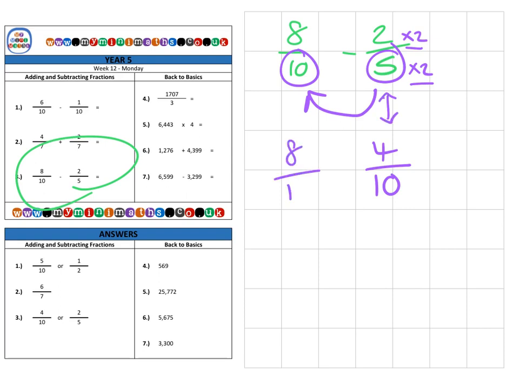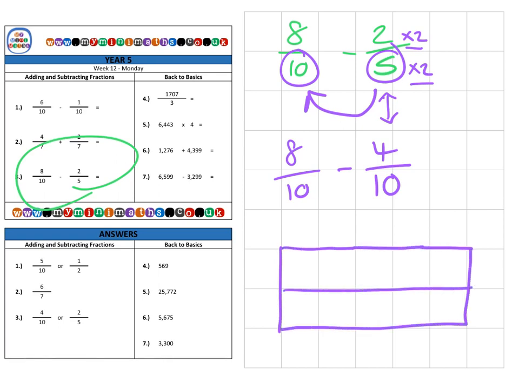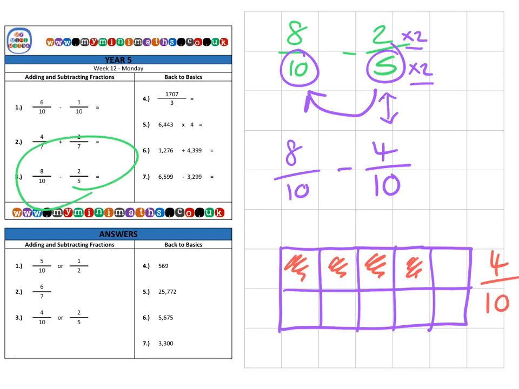And we're going to take the original 8/10 here. And just as we did before, we're going to take that 8/10. So here's my 10 pieces of chocolate for my chocolate bar. I've got 8, 1, 2, 3, 4, 5, 6, 7, 8. And I'm going to remove 4 of them. So 1, 2, 3, 4. And I'm left with 4 out of 10 as my final answer.